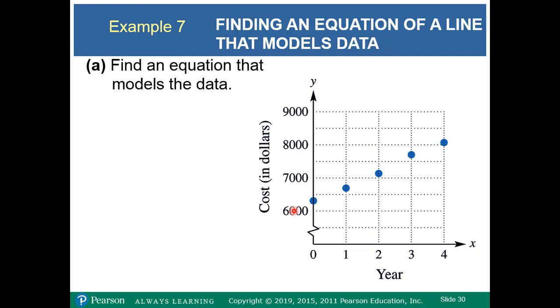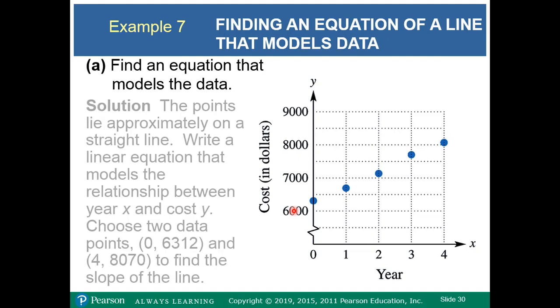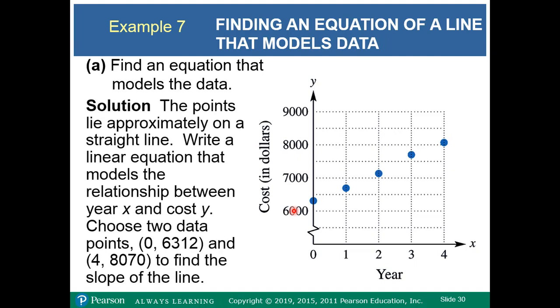So we want to find the equation that models the data. In order to do that, we have to have 2 points, any 2 points. In this case, they're going to use the first point and the last point. Basically we're going to find the average rate of change, the slope, using these 2 points. But if we choose 2 other points, we're probably going to get a different value for the slope. Again, we'll talk about that in a moment.